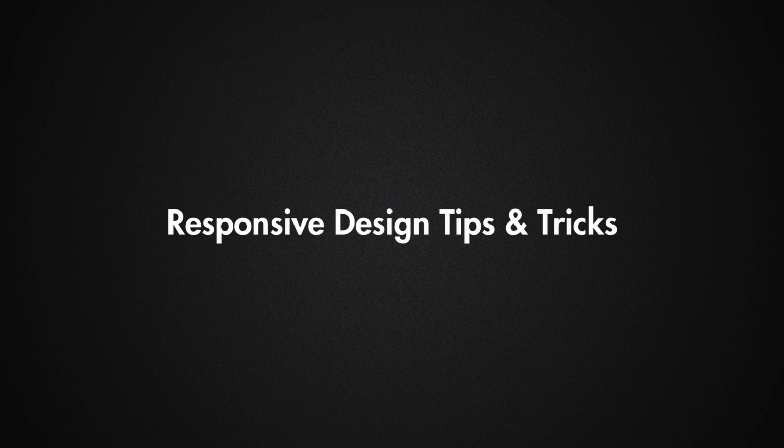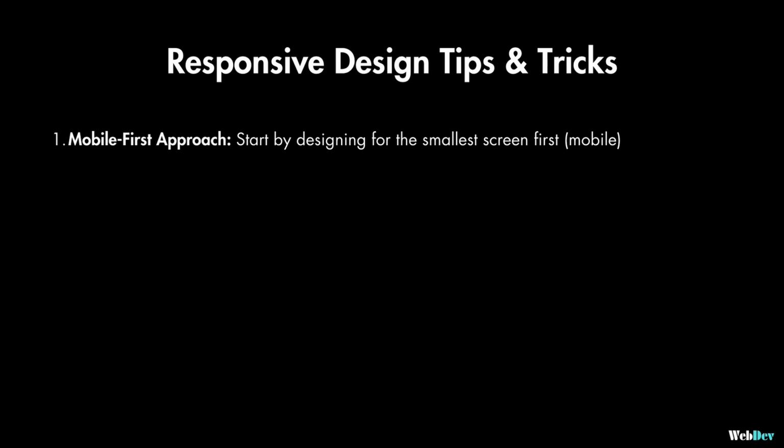And the last part in this first lesson, let's learn about responsive design tips and tricks that you can use. The first one is the mobile-first approach, and this means that you start by designing for the smallest screen first. For example, you start with the smallest iPhone or smallest Android device and then gradually increase the size. And this helps you prioritize essential content and create a solid foundation for your design. Then you can use media queries to progressively enhance the layout and styles for larger screens like tablets and desktop.